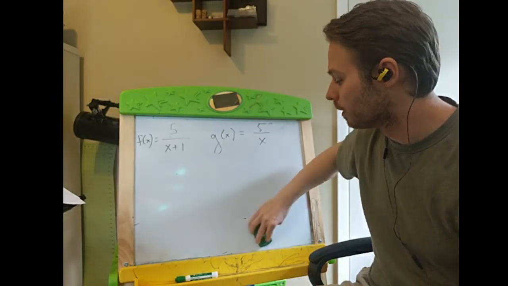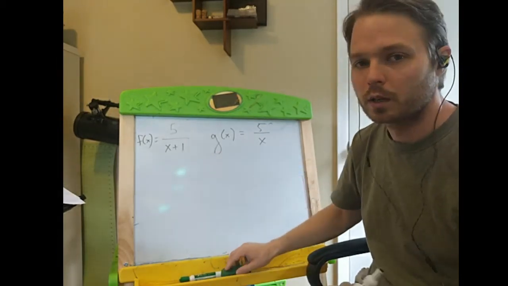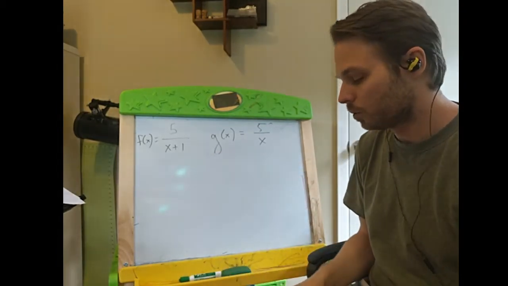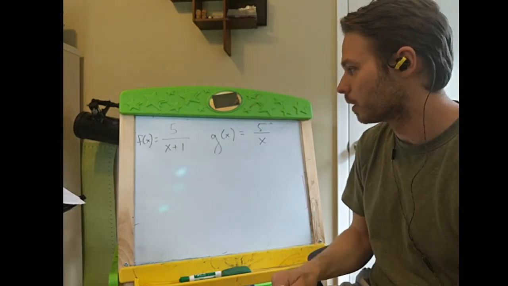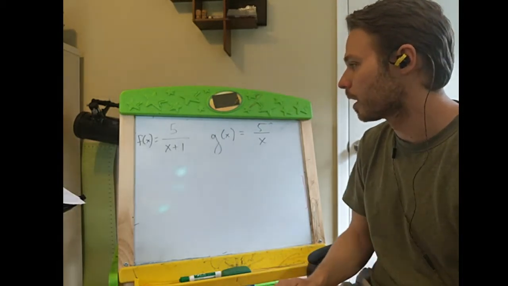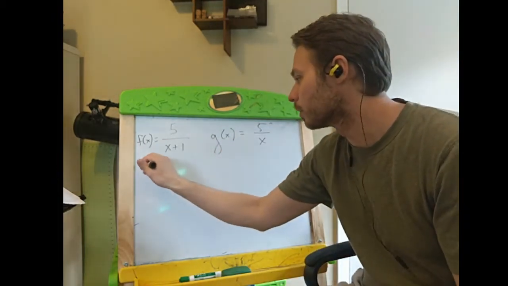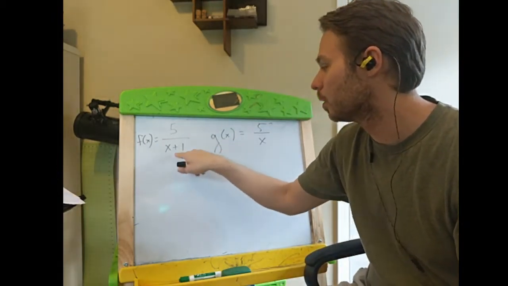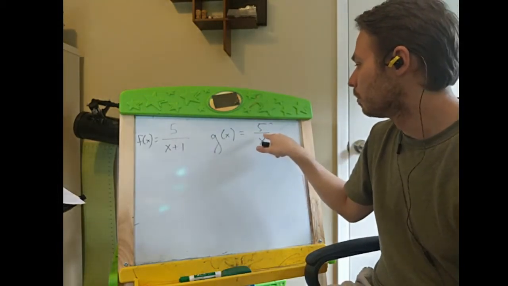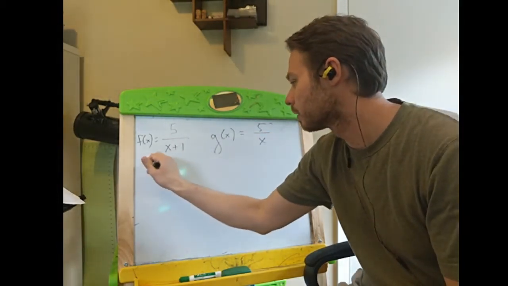All right, so multiplication, division, not too bad. Let's do some addition and subtraction. This is where it's going to cause people some problems. So let's do f of x plus g of x. So I'm going to do 5 over x plus 1 plus 5 over x.